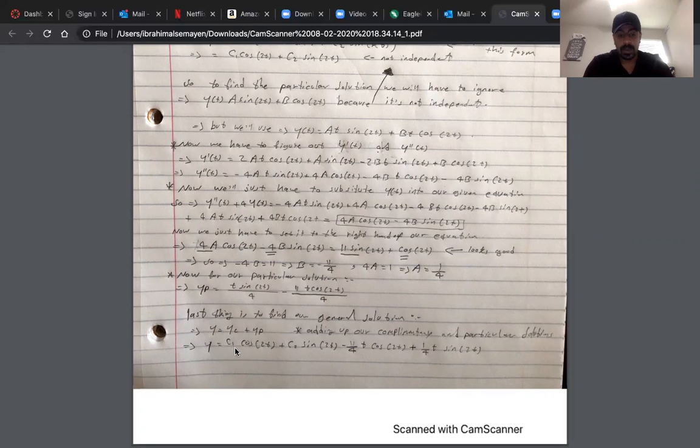y equals c1 cosine of 2t plus c2 sine of 2t minus 11 over 4 t cosine of 2t plus 1 over 4 t sine of 2t.